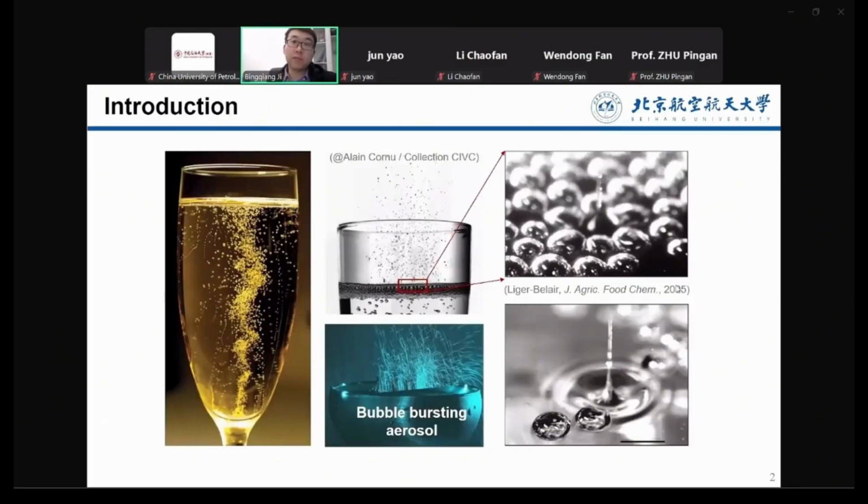So I start from a beer. When we drink a beer, we can see bubble trains rising to the surface, and then we smell strong flavors.